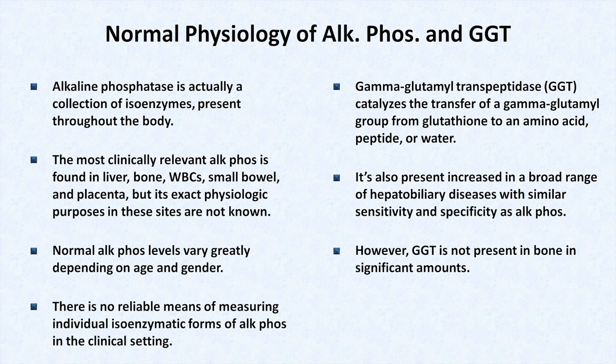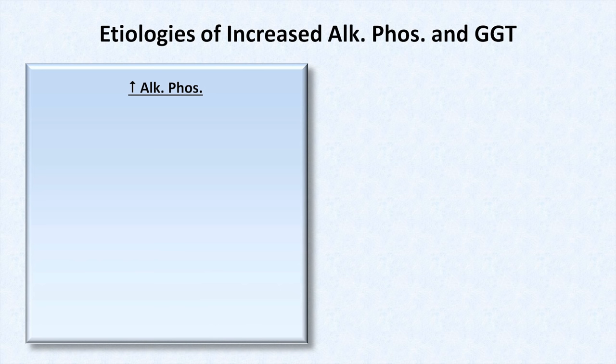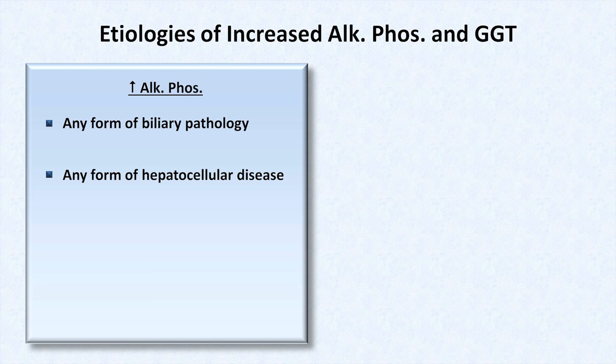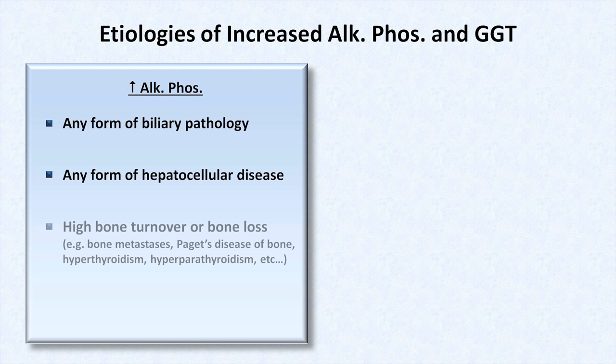So let's compare the etiologies of increased alkaline phosphatase and GGT. The most important general etiology of a high ALK-phos is any form of biliary pathology. Next, any form of hepatocellular disease, though elevations from hepatocellular disease on the whole are less dramatic than those from biliary disease. Then any cause of high bone turnover or bone loss, such as bone metastases, Paget's disease of bone, hyperthyroidism, or hyperparathyroidism. And the last major cause of a high ALK-phos is normal pregnancy, where elevations tend to be more modest than in the above three categories.